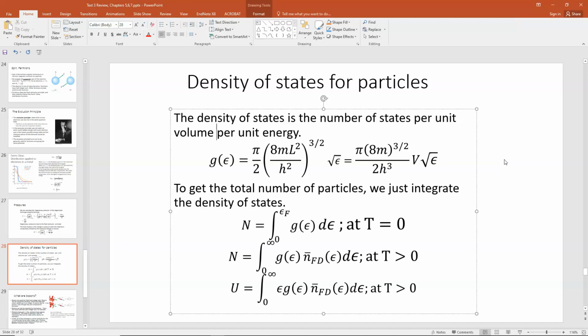Now, if you're above T equals 0, then to get your total number of particles you integrate your density of states times the distribution function for the Fermi-Dirac. And you integrate that from 0 to infinity at T greater than 0. If you want the average energy, remember that you're just integrating the energy times your distribution, okay, which would be the integral from 0 to infinity of epsilon times g times n_FD.